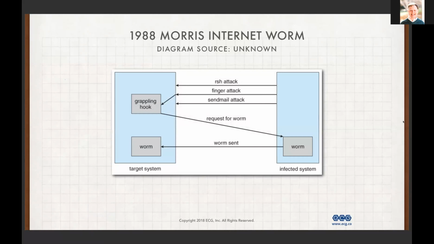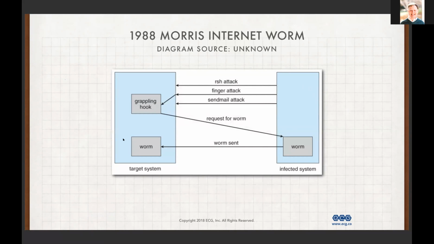So just as an example of the really quintessential classic worm, the 1988 Morris Internet worm had a system where it would try different kinds of attacks. RSH was a predecessor to SSH, an unencrypted predecessor. It would try to attack there. It would try to attack over the finger protocol, which, like I mentioned, is a directory and presence protocol, and then a sendmail attack, which was used for delivering outbound email.